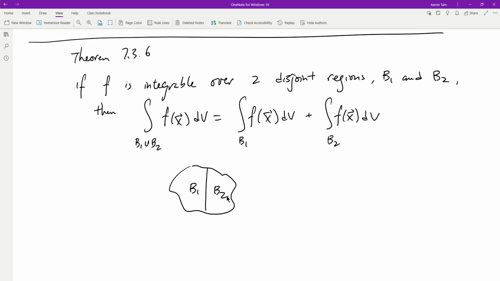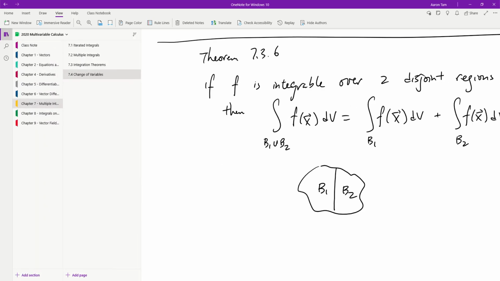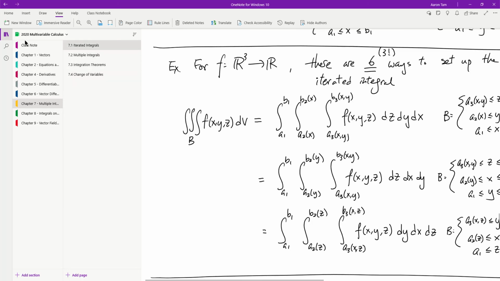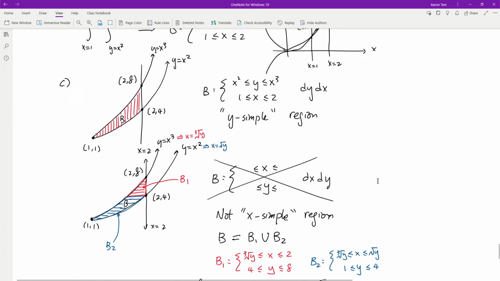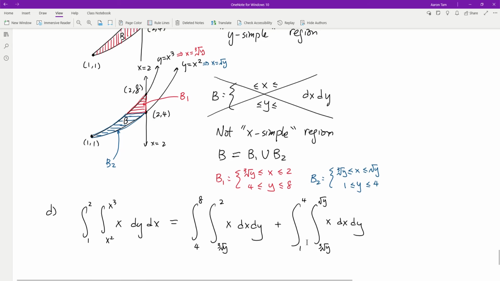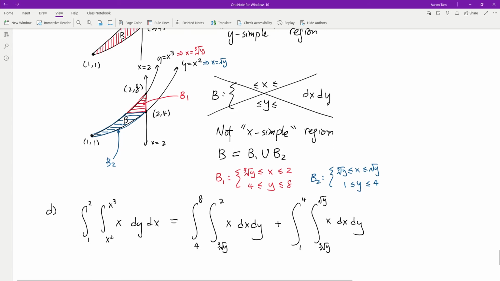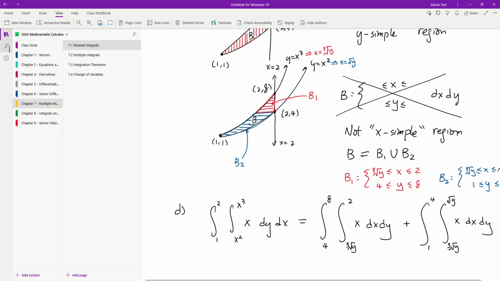And as a matter of fact, we already used this right here. That concept is given here, where if I want to find the integral of this entire region, I can separate it into two separate ones and just do the two separate integrals. So that should be relatively obvious.